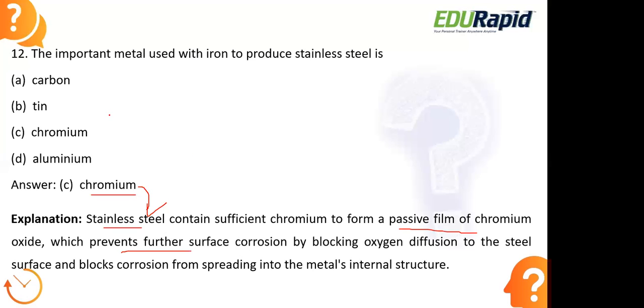All the stainless steel that we use in the kitchen has a layer of chromium which will not allow it to get in contact with oxygen. It will not damage the internal structure of this metal. Moving to the next question now.